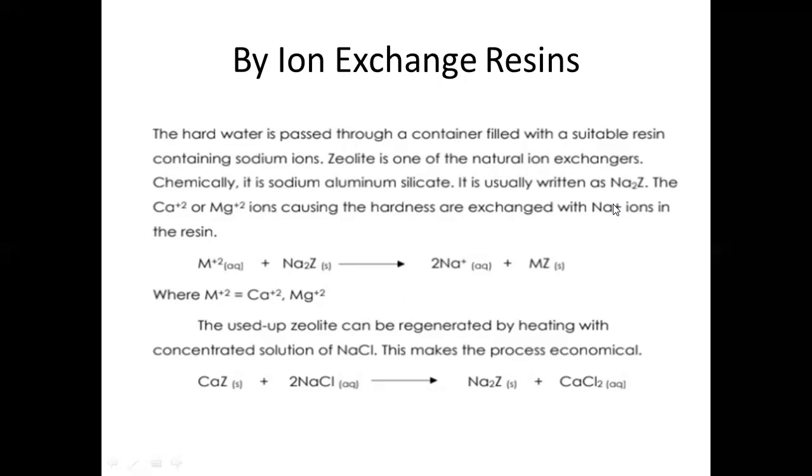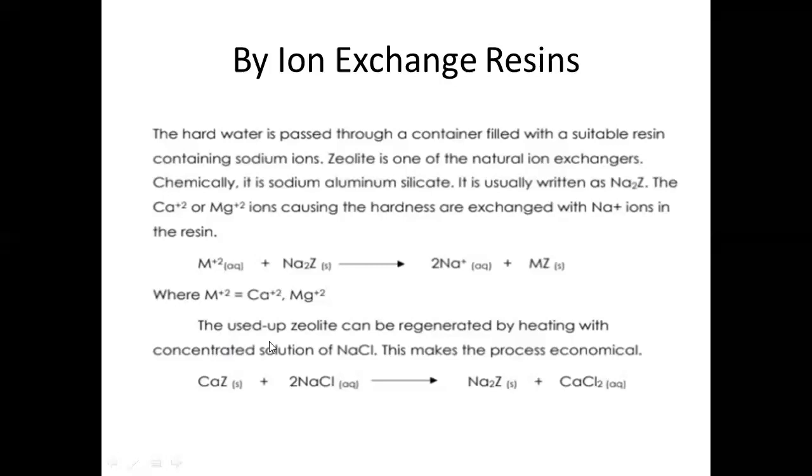Calcium or magnesium ions causing the hardness are exchanged with sodium ions in the resin. When the calcium or magnesium hydrogen carbonates are passed through the ion exchanger, sodium will exchange with them and form sodium carbonate, and that leaves calcium zeolite or magnesium zeolite. Sodium does not cause any hardness of water.